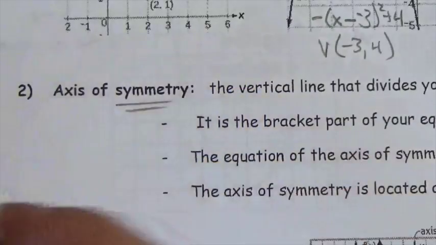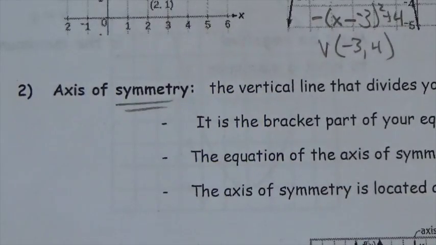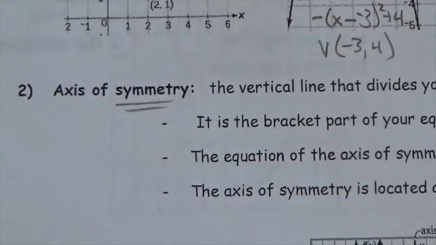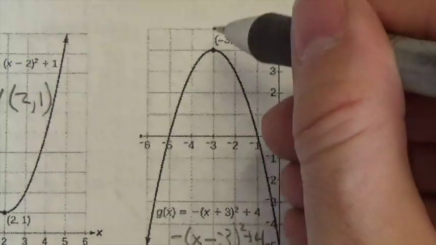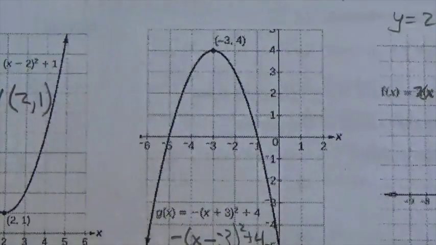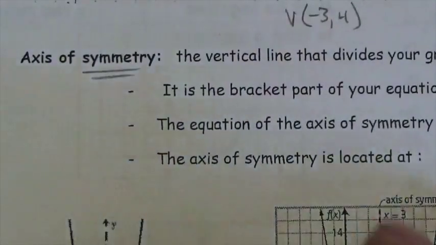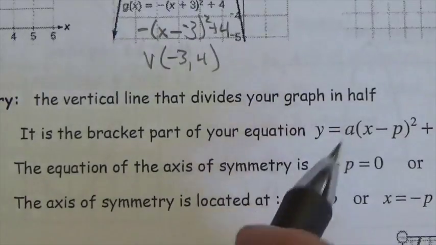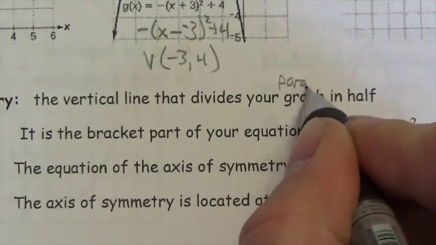And that's essentially what happens here with a quadratic. Okay, the quadratics here can be cut in half. Like if you come up here, if I drop a line straight through the middle of these things, this side and this side right here, they're mirror images of each other. That's what we mean by axis of symmetry. So it's the vertical line that divides your graph or your parabola in half.